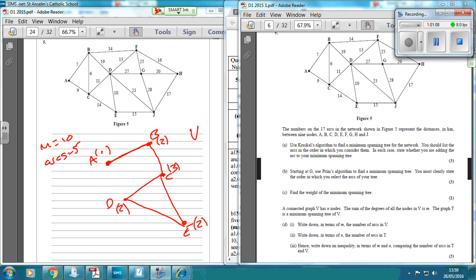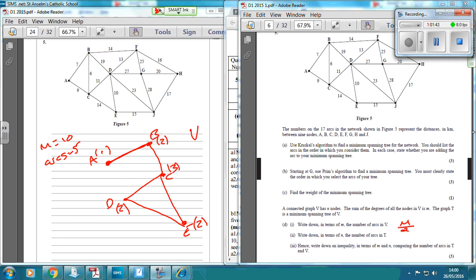Now why is that? Why is the sum of the valency double the number of arcs? As we said earlier, each arc will add 2 to the valency because it connects to 2 vertices each time. So if we have m, which is the sum of the degrees, if we divide that by 2, that is going to be the number of arcs. So in terms of m the number of arcs in V is going to be m divided by 2, because it's the total valency divided by 2.